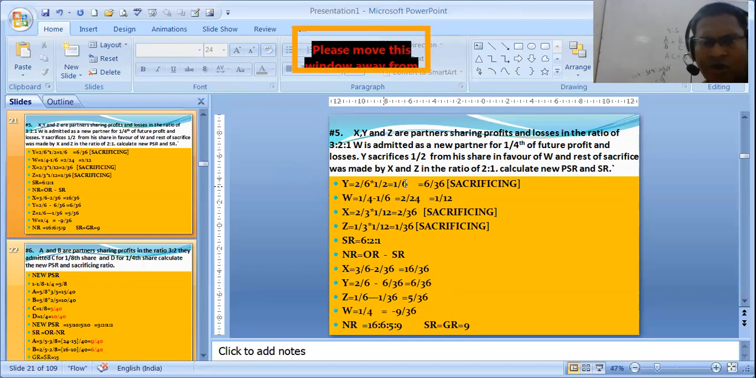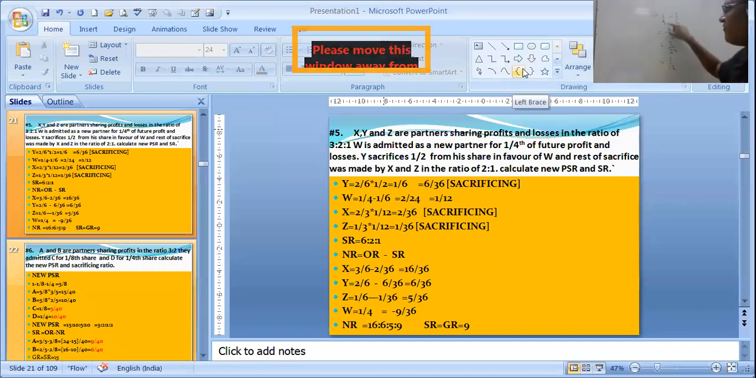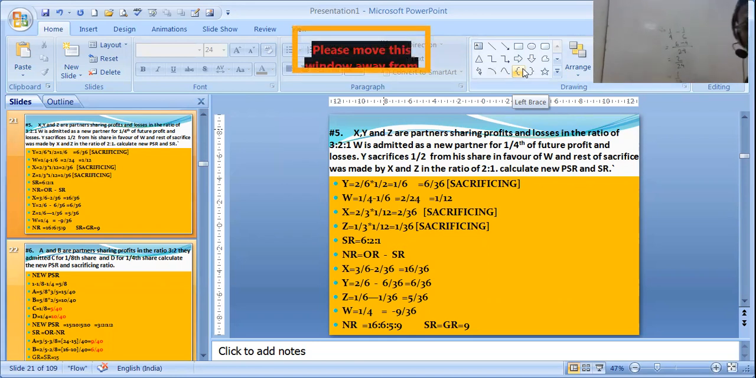1 by 6 is already given to him. See over here, 1 by 4 he was getting, 1 by 6 already given by Y. He is left to be given 2 by 24, that is 1 by 12. In which ratio will he be getting this? He will be getting this in the ratio as given by Y and Z, in the ratio 2 is to 1. 2 is to 1 he will be given 1 by 12.